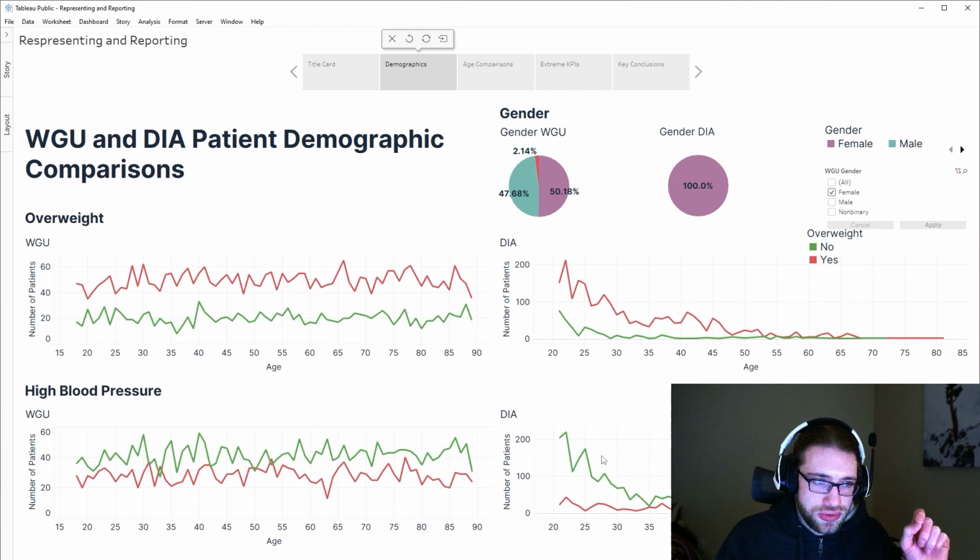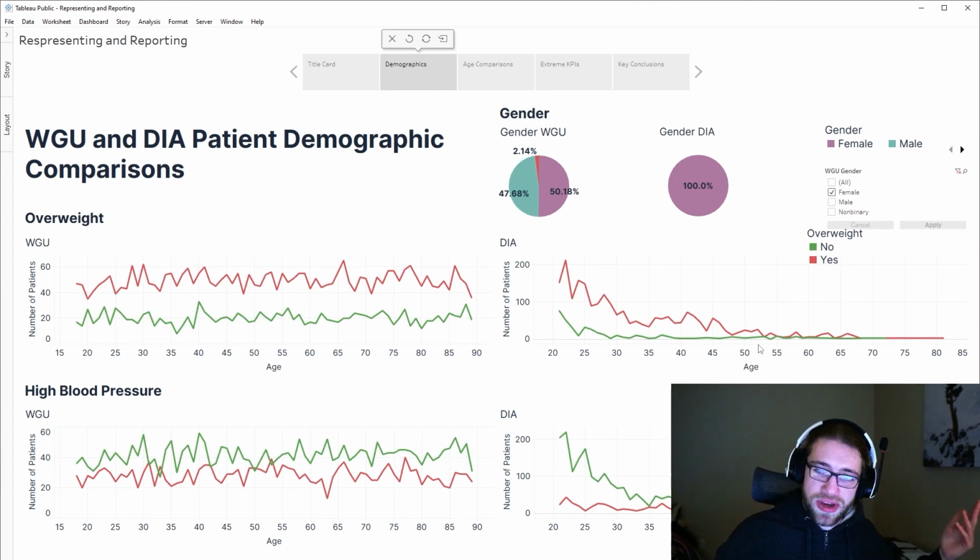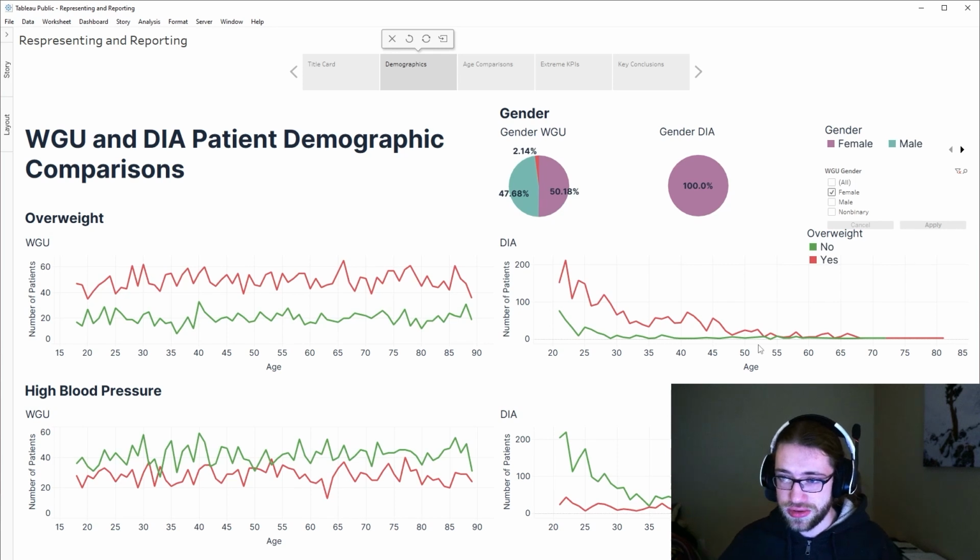The one thing to keep in mind and notice with all of these age demographics and comparisons is that the DIA hospital system has a gradual decrease in the number of patients as we go along in age. They have a lot more 20-year-old patients than they do 80-year-old patients. We get down to pretty much zero when we get past 70. With us, we have a very steady group of patients. We have roughly the same number of 20-year-old patients as we do 80-year-old patients.